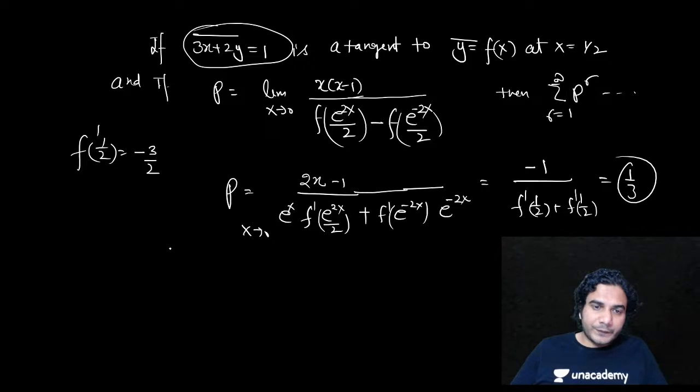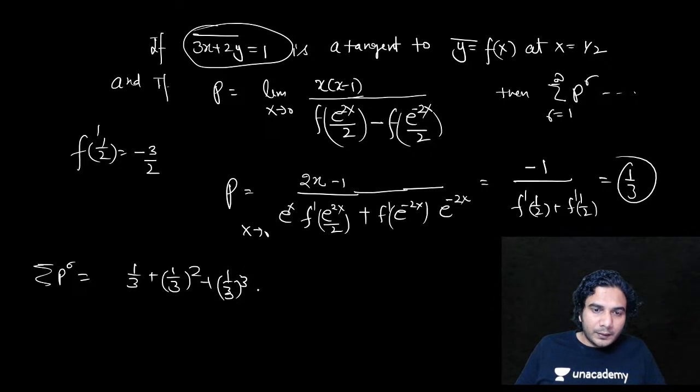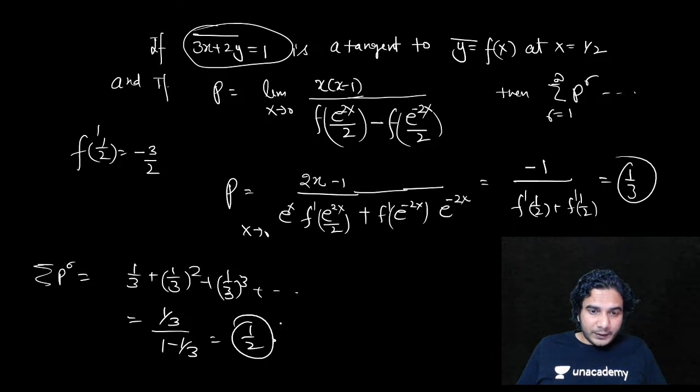That's right, absolutely correct. And what is the answer? Now it's a GP, right? So 1 by 3 sigma of p raised to r is an infinite GP, 1 by 3 square, 1 by 3 cube, right, and so on. So that is 1 by 3 upon 1 minus 1 by 3, so it is going to be 1 by 2. All right.